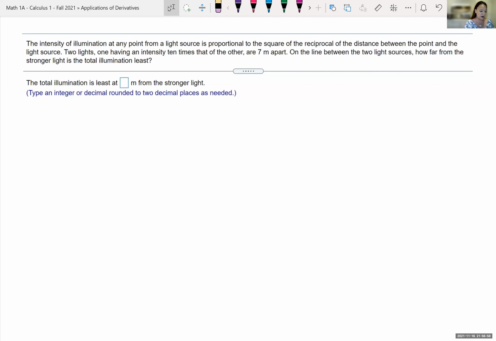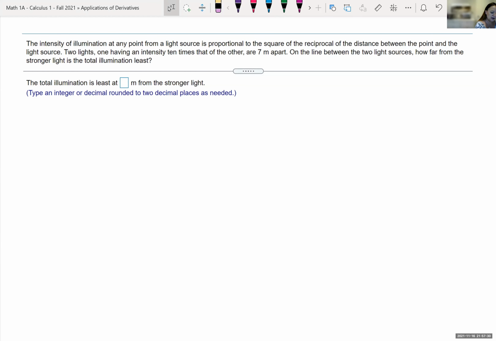Okay, so looking at one of your homework problems, it says the intensity of the illumination at any point from the light source is proportional to the square of the reciprocal of the distance between the point and the light source. Two lights, one having the intensity 10 times that of the other, are 7 meters apart. On the line between the two light sources, how far from the stronger light is the total illumination least?